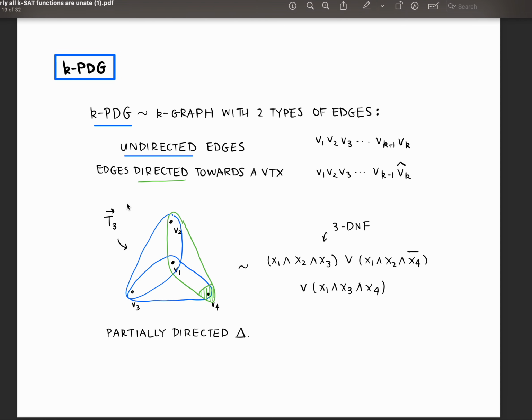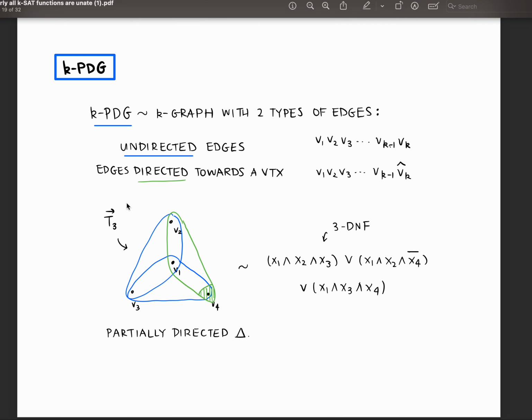And so what we're going to do more precisely, although I won't actually be totally precise about the association, is define an object called a k-PDG. A k-PDG stands for k-partially directed graph. So what this means is it is a k-uniform hypergraph. So it's some collection of vertices, which are like variables or points, and some collection of edges. And each edge is a collection of k distinct vertices.